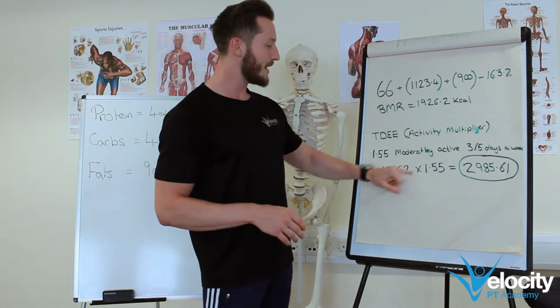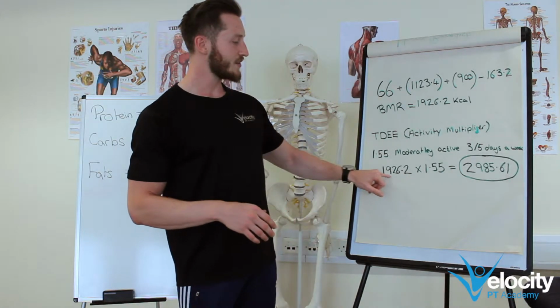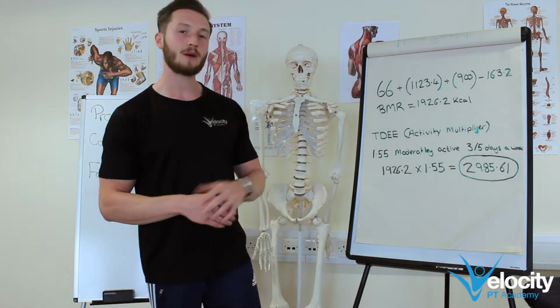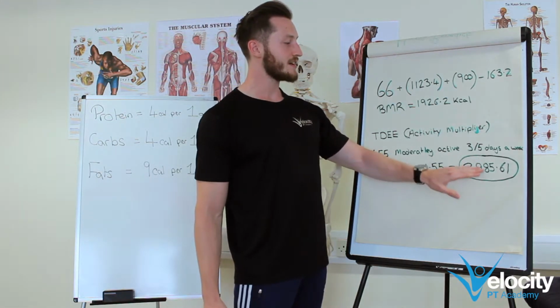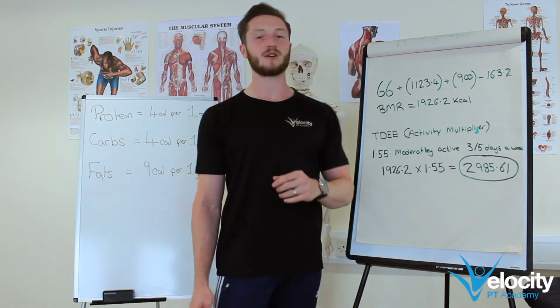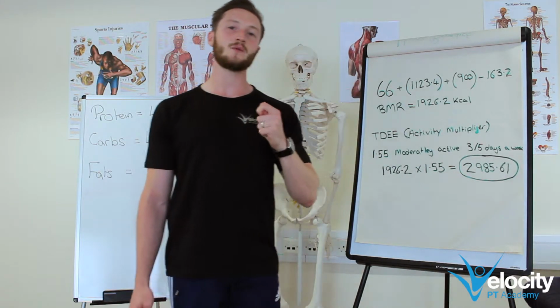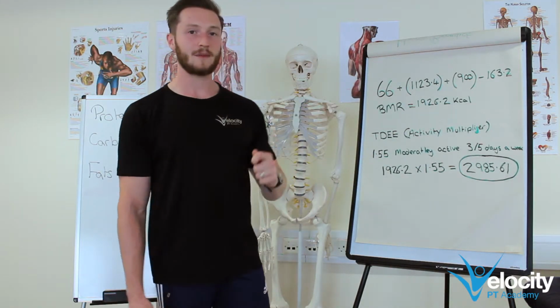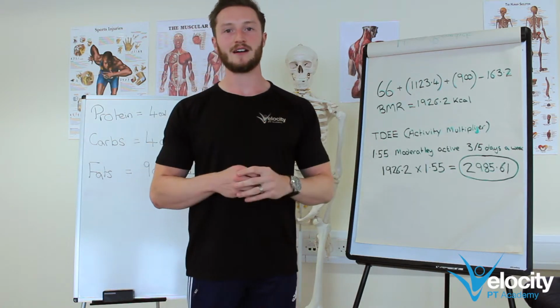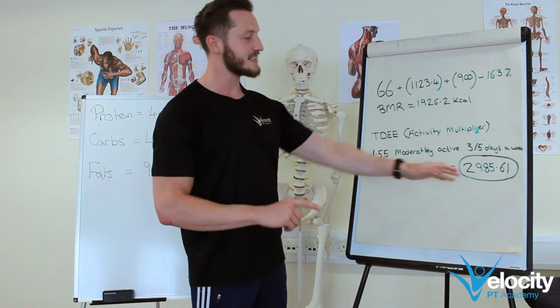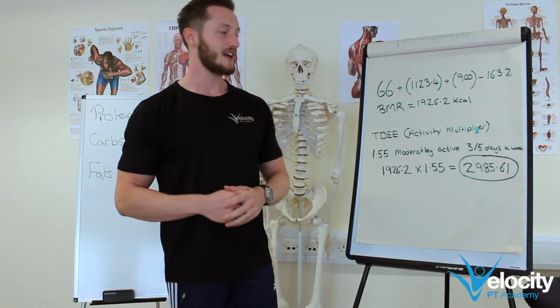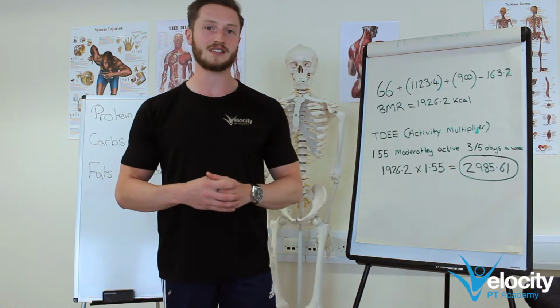So my basal metabolic rate, 1926.2, I've times that by 1.55, and that has given me 2,985.61 calories that I would need to eat in order for me to maintain where I'm at. So if I didn't want to lose weight, if I didn't want to gain weight, that is the amount of total calories that I would eat in order to maintain what I'm doing today.